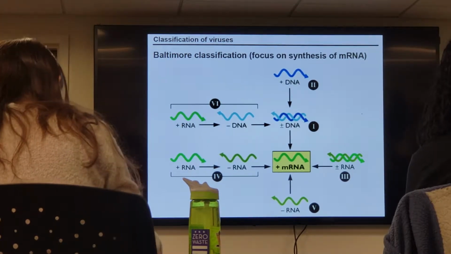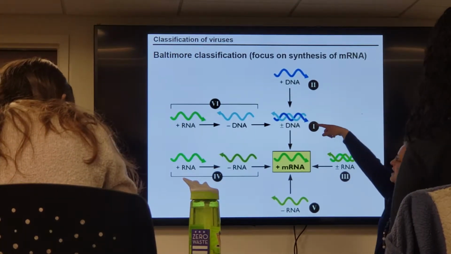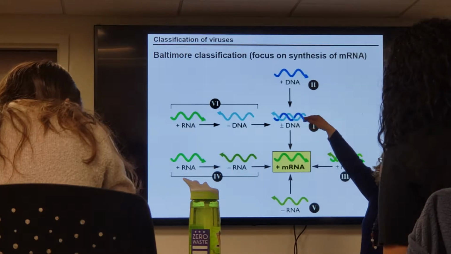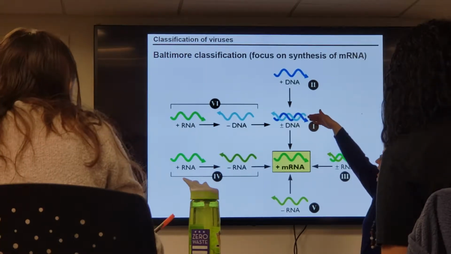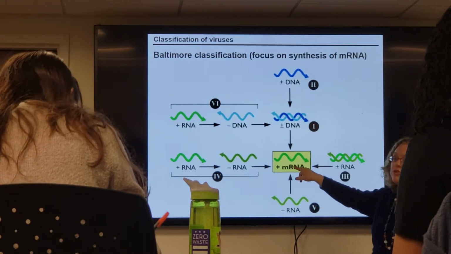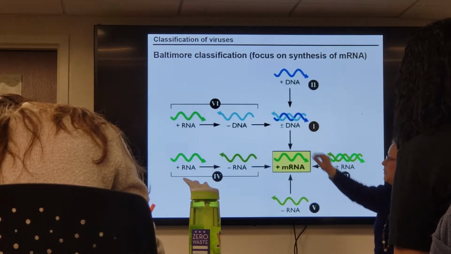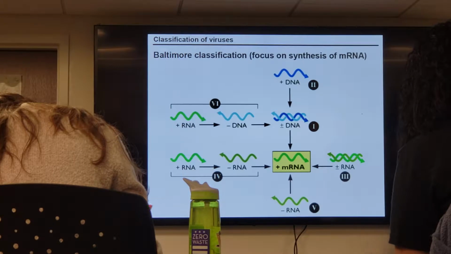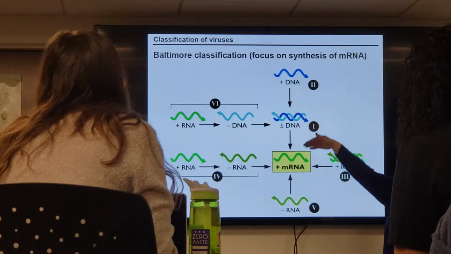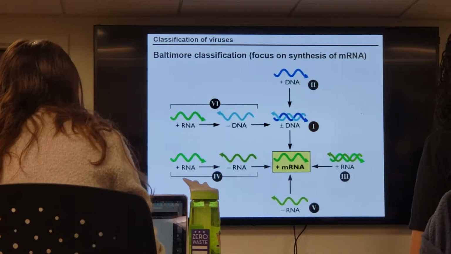So class 1, these are our double-stranded DNA viruses. We know our cell knows what to do with that. It's immediately going to be transcribed into positive sense mRNA. So that's class 1. They're one of the easiest ones. Our cells know what to do with it. We're going to transcribe it into positive sense mRNA.